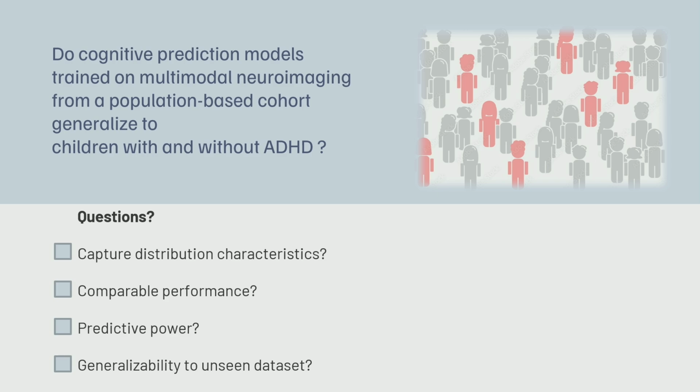And then if they do, would the performance of our models be comparable between ADHD and non-ADHD children, or do we have to train specific models for each of them? And finally, I said that there is an overall boost when you combine multimodal neuroimaging data. But do we also see this within each of these ADHD groups or not? And finally, we want to see whether these findings hold in our external data set.